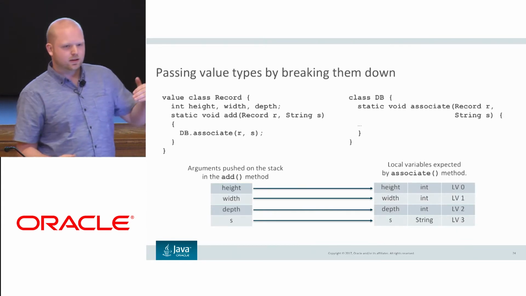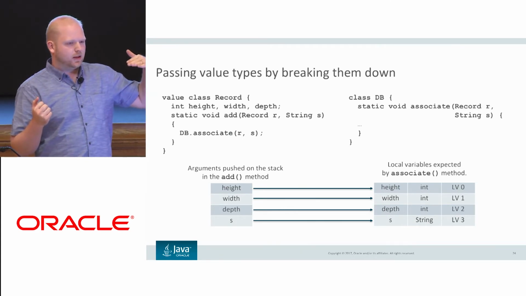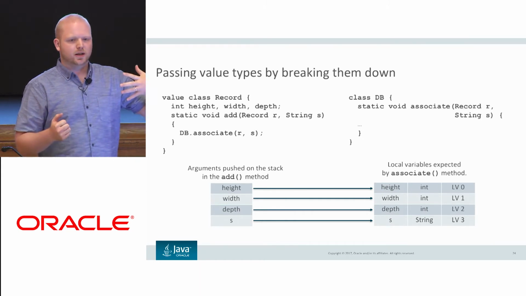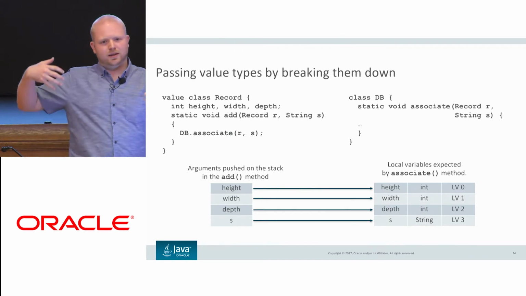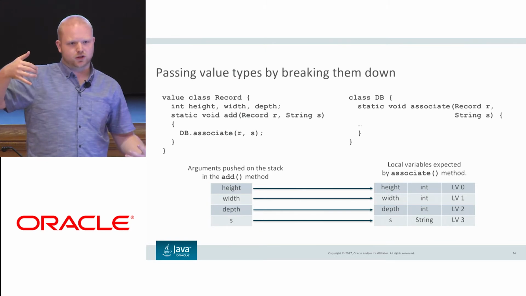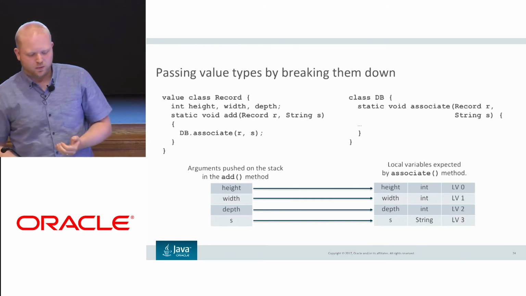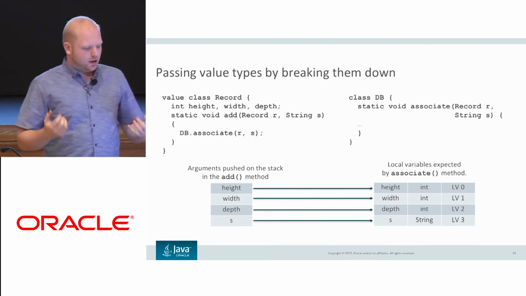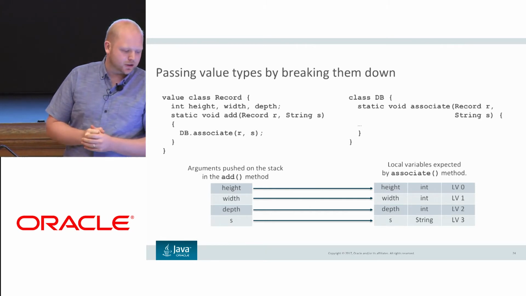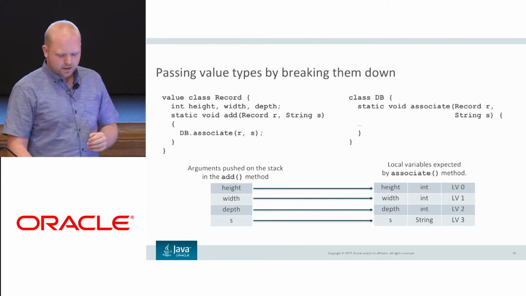If you're not familiar with the Java stack, basically the pending pushes: we push height, width, depth, string. Because the pending pushes and the arguments both deal with fixed size slots, we just use those pending pushes as the arguments into the method we're invoking. So DB.associate also knows about Record. It says, oh yeah, I'm expecting a Record, and that should be those 3 ints. So that's all good. It expects the right thing.